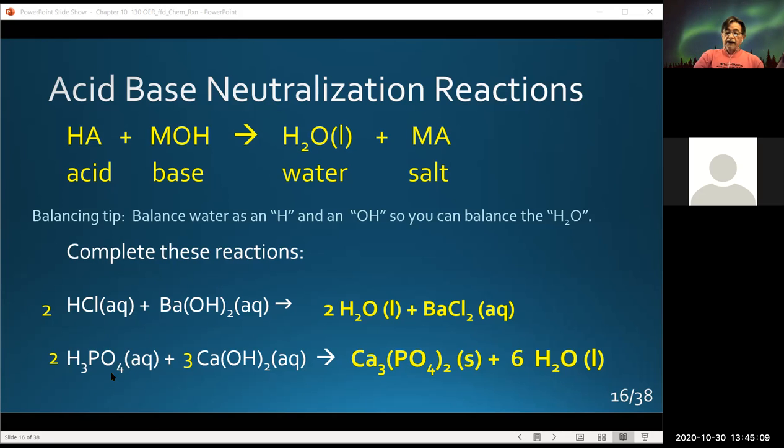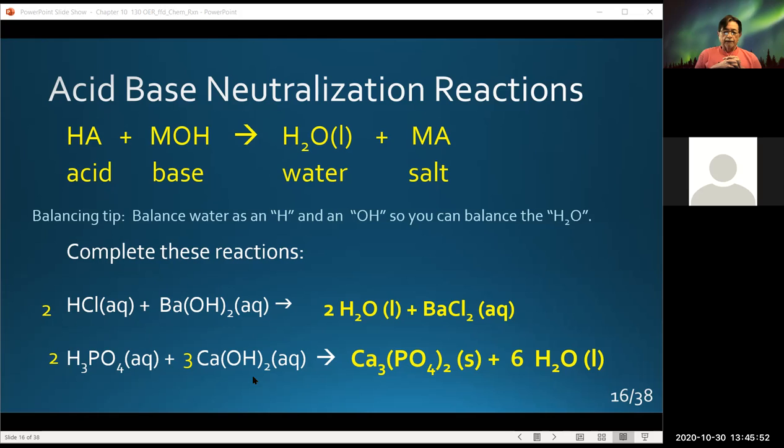The oxygens, I got 8 coming from the phosphoric acid, and again, 6 coming from the calcium hydroxide. So 8, wouldn't that be 14? Oh, excuse me, I'm adding wrong. 8 and 6, yeah, 14. And so I checked my calcium phosphate, that's 8, and 6 from the water. Guess what? My oxygens are balanced, 14. Okay. I got 3 calciums on the left, 3 on the right, 2 phosphorus on the left, 2 on the right. Everybody's balanced. Okay. Everybody's happy.